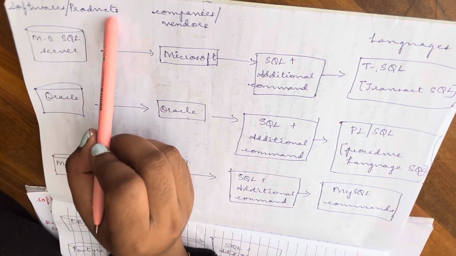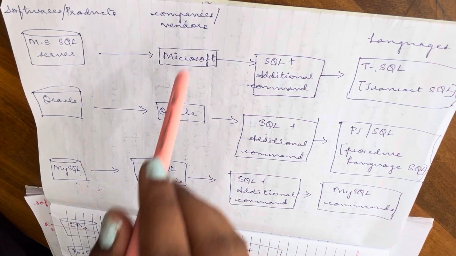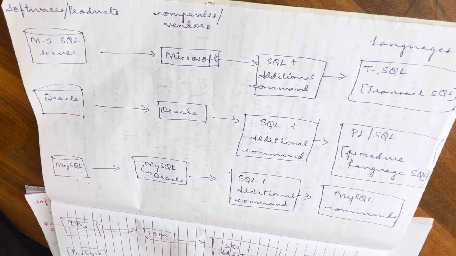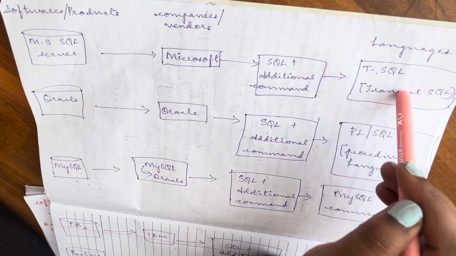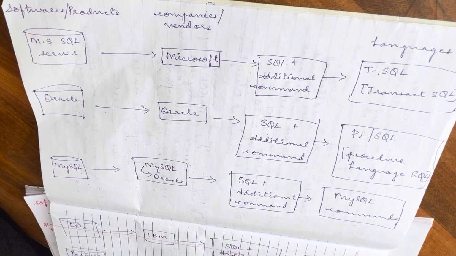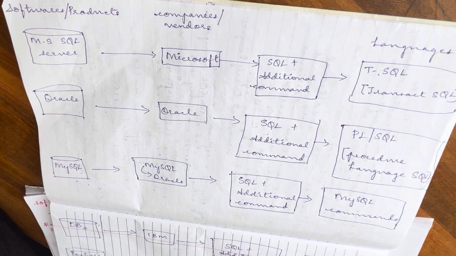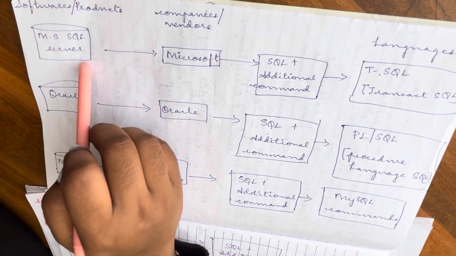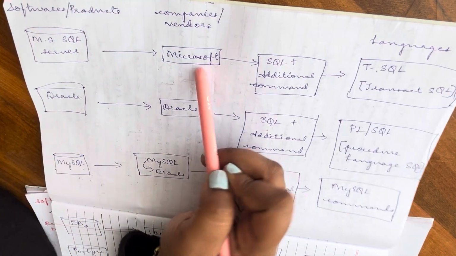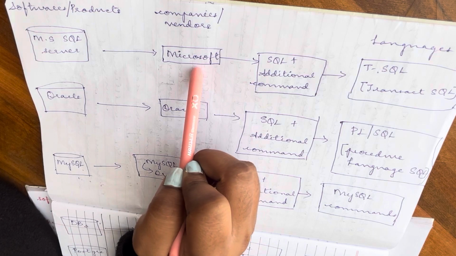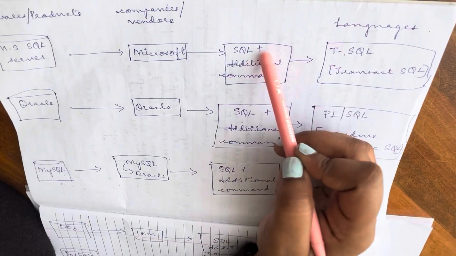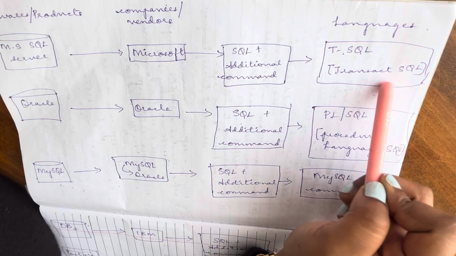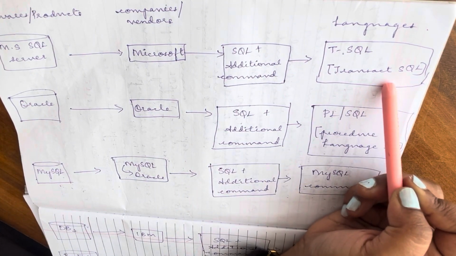The software or products I have here, and the companies who created these softwares, are in the first columns. The second, third and fourth are the languages required to perform in these softwares. So MS SQL is the product, and who created it? Microsoft. And what are the languages required? SQL plus additional commands. And what are those additional commands? It is TSQL, that is Transact SQL.